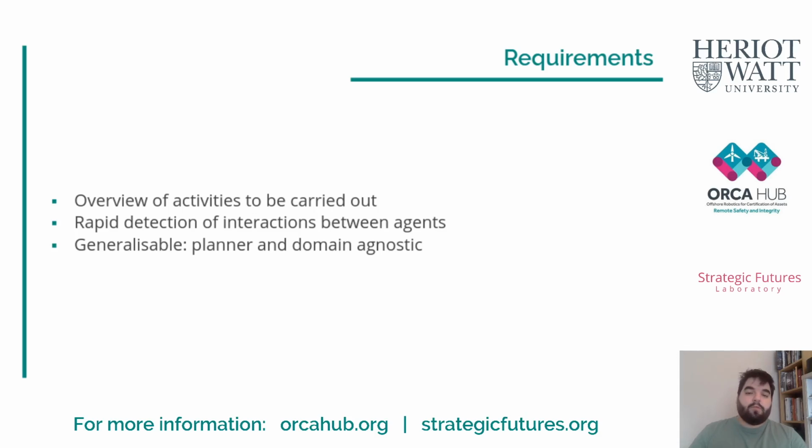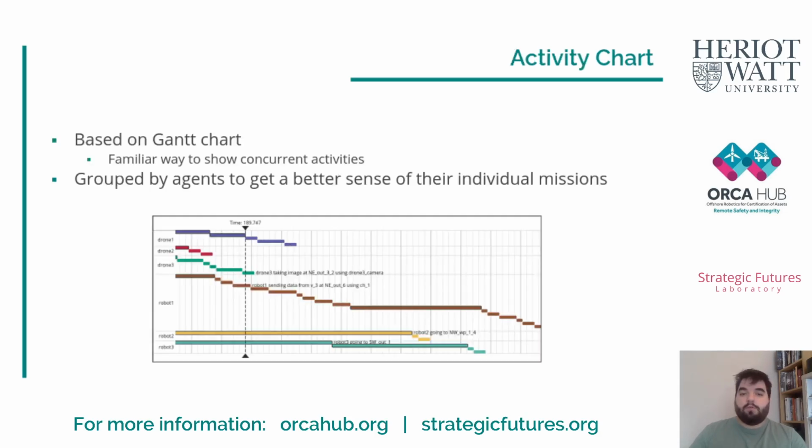So with that in mind, we first started creating our first visualization, which is simply a Gantt chart or activity chart, showing a familiar way to show activities along a time axis, really. As opposed to traditional Gantt charts, we decided to group the activities by agents, just to provide users with the ability to see the individual missions of each agent through the plan.